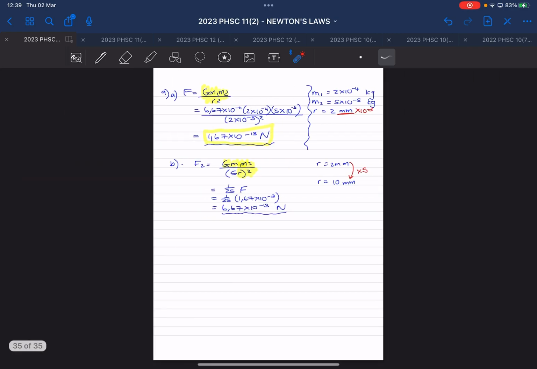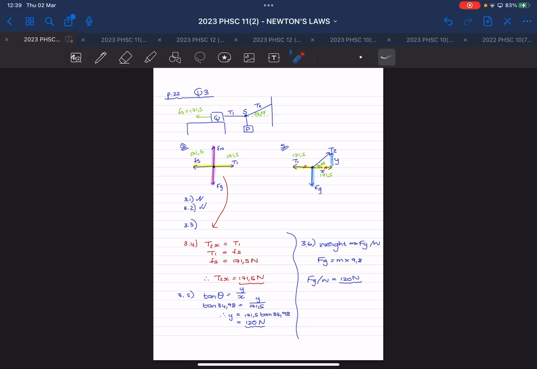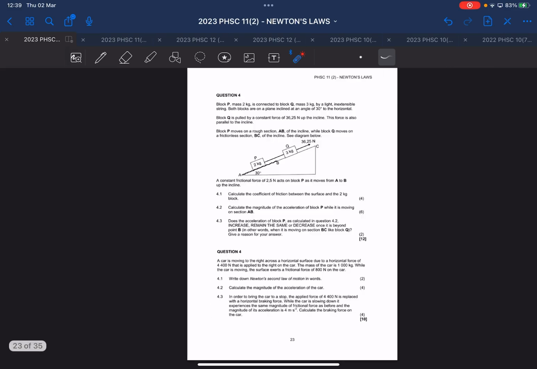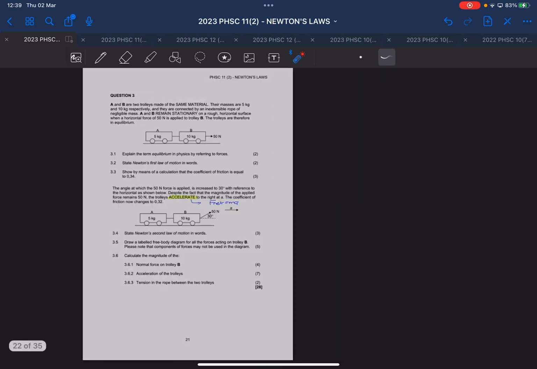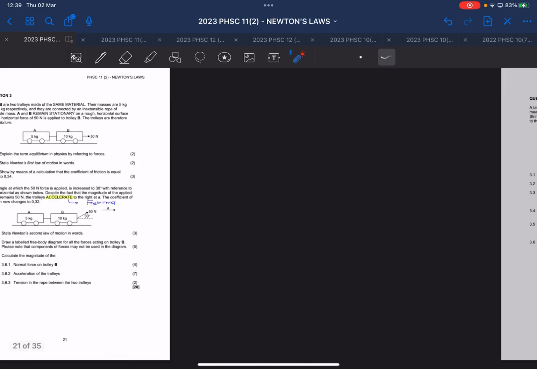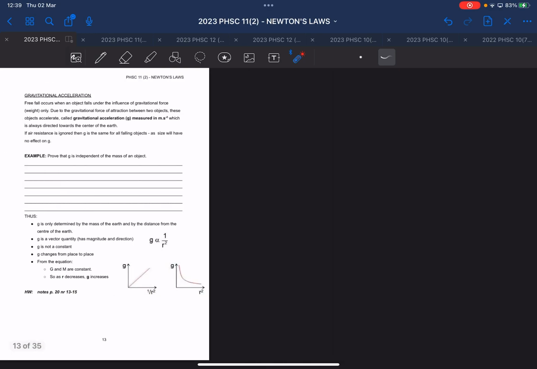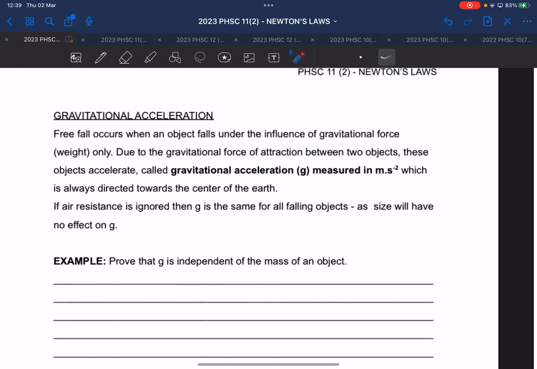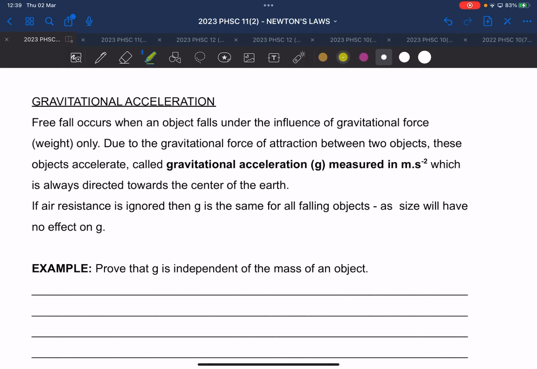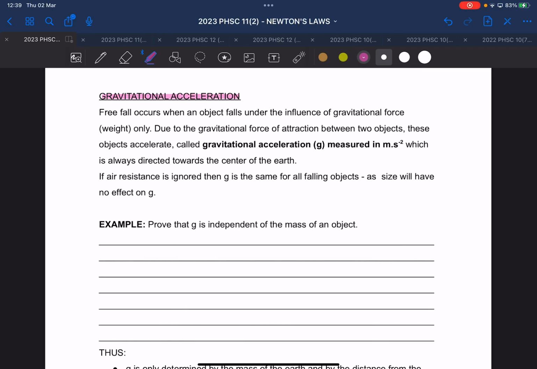All right. Then I want to go back to your notes. Okay. Right. Now we're going to go to gravitational acceleration. Okay, I'm going to read and then I'm going to explain.